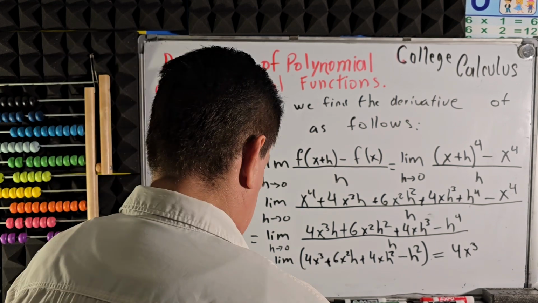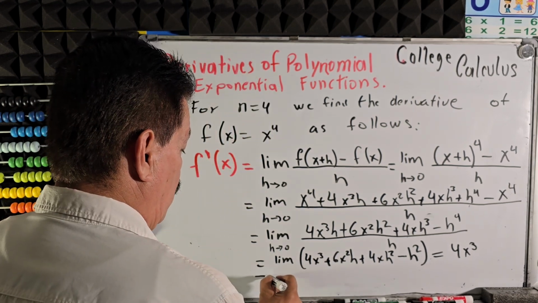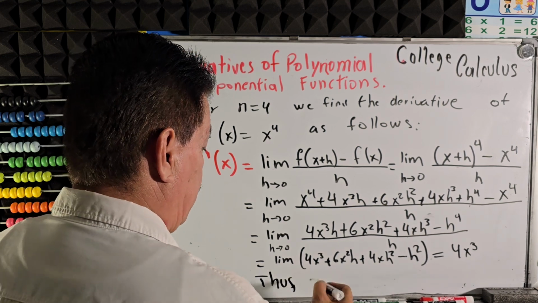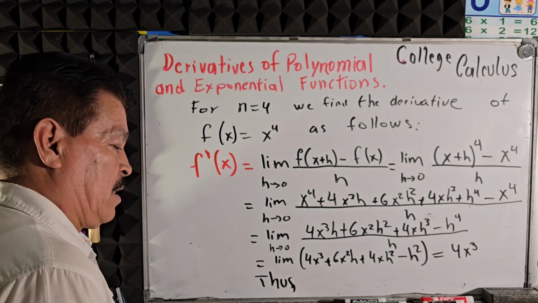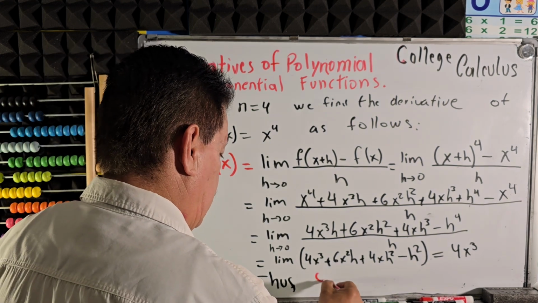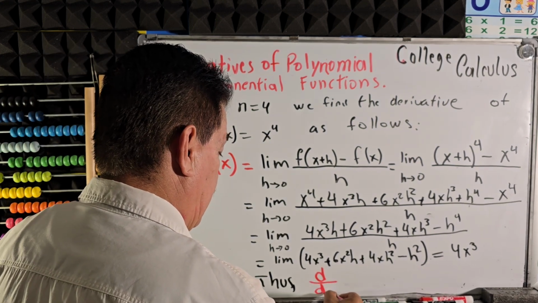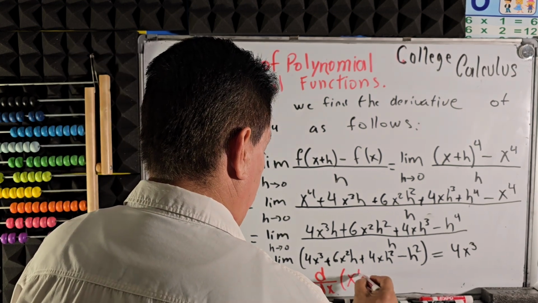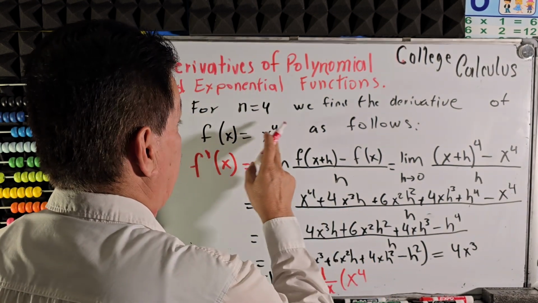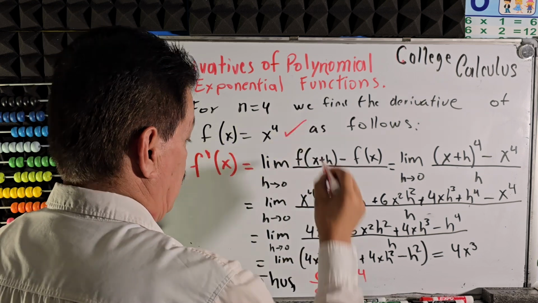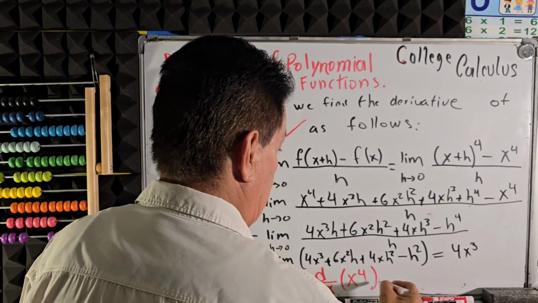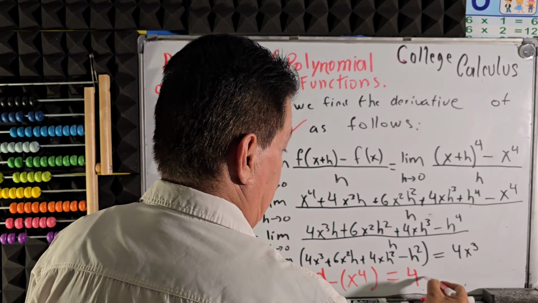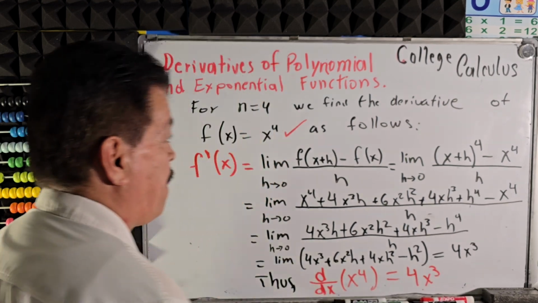So in our conclusion, that's d divided by dx of x to the fourth power. That was our problem here. This equals 4x to the third power, right?